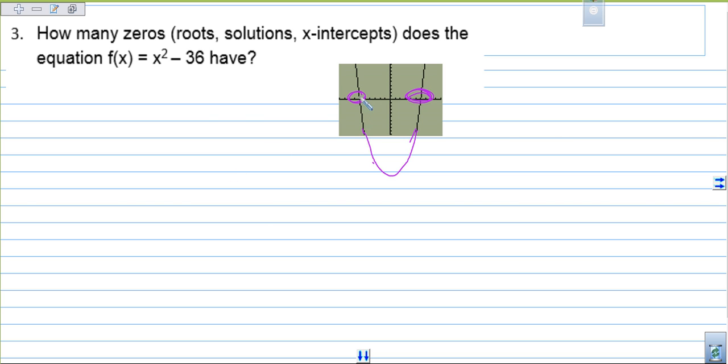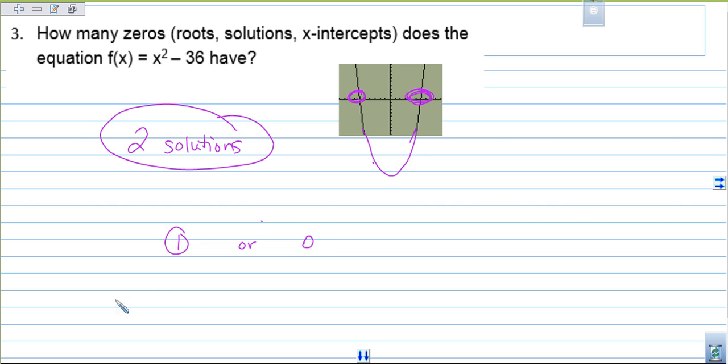And you would see that all we're looking for is how many times it crosses the x-axis, and you get 2 solutions. Very simple. All you're looking for is where it touches the x-axis, and how many times. Now there are 3 possibilities. You could have 2 solutions, which you see here, very common. You could have 1 solution, or you could have 0.